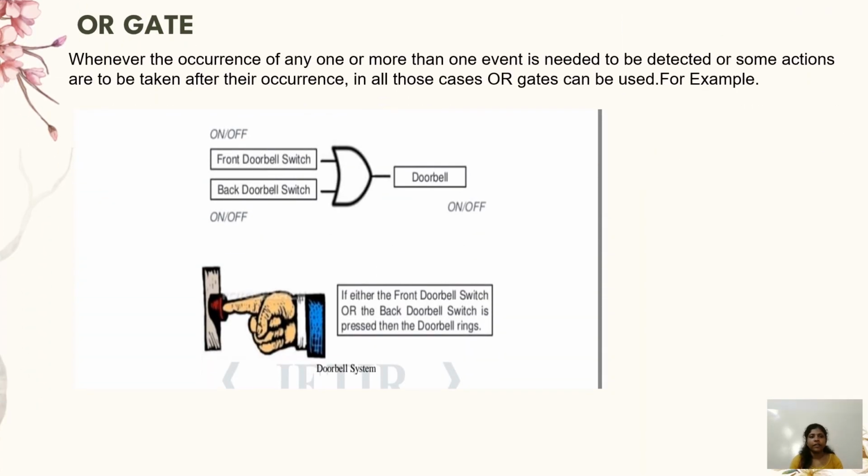OR gate. Whenever the occurrence of any one or more than one event is needed to be detected or some actions are to be taken after their occurrence, in all those cases OR gates can be used. For example, doorbell system.